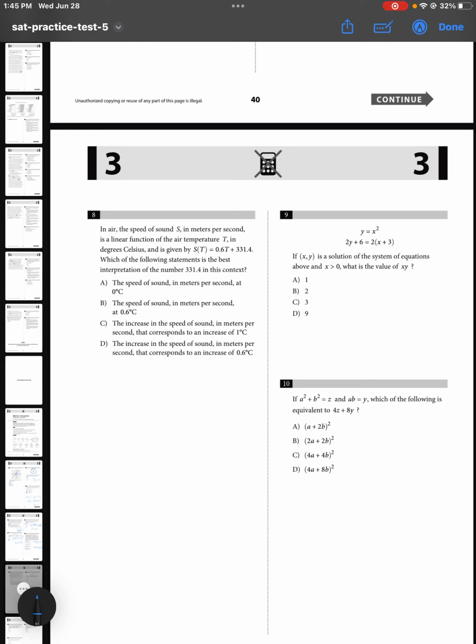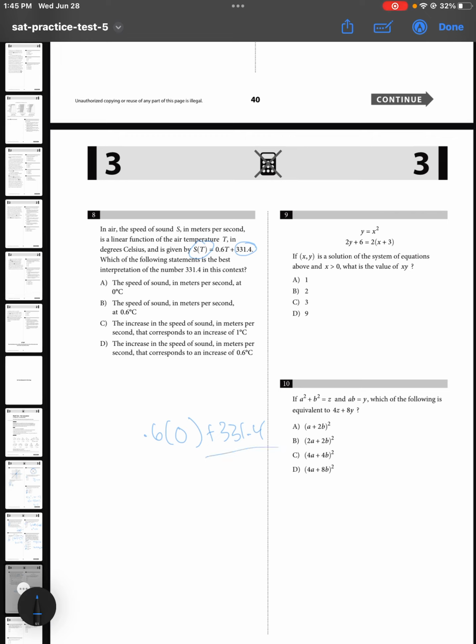The whole thing is the speed of sound. So this is the speed of sound. 331.4 would be the speed of sound in meters per second at 0 Celsius, because Celsius is T. So when you plug in 0 for T, you get 331.4, because it's just 0 plus 331.4, right? You know what I'm saying? Because 0.6 times 0 plus 331.4 is just 331.4.